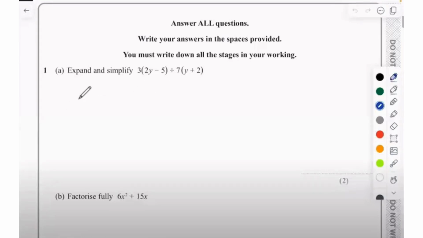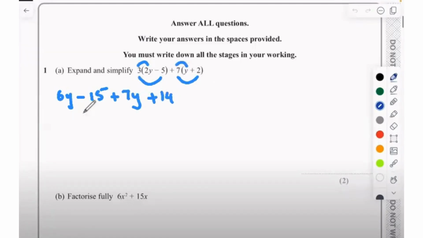In the first question, it says expand and simplify 3 times (2y minus 5) plus 7 times (y plus 2). So what you will do is you'll expand the bracket first, multiply 3 with 2y and 3 with negative 5, then 7 with y and 7 with positive 2. So that's going to be 3 times 2y is 6y, 3 times negative 5 is negative 15, 7 times y is 7y, and 7 times 2 is 14.